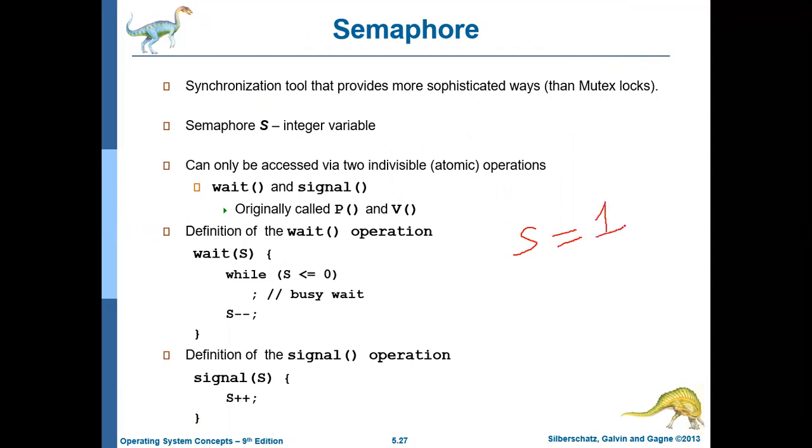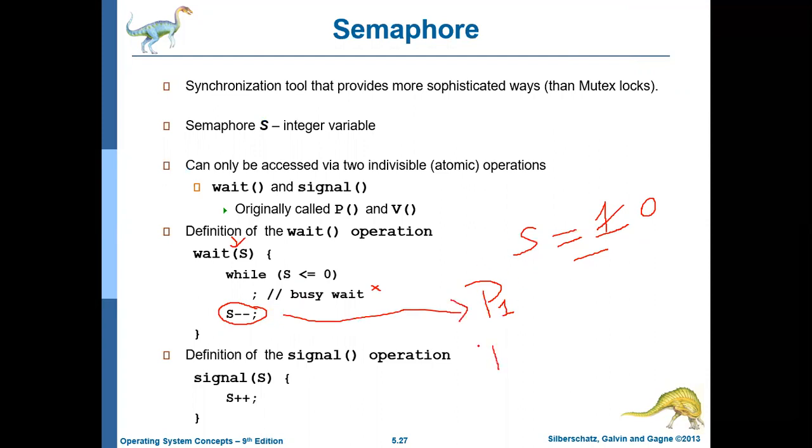Now say a particular process P1 wants this particular resource. It can be any resource, it may be a printer or a joystick or any resource. This process comes and checks whether the resource is available or not. It calls wait of S: while S is less than or equal to 0. S is not less than or equal to 0, so it won't get into busy wait. Rather, it will decrement S. So now S is no more 1, S becomes 0. After decrementing S, this process will enter into the critical section, that is, it will start using the resource.